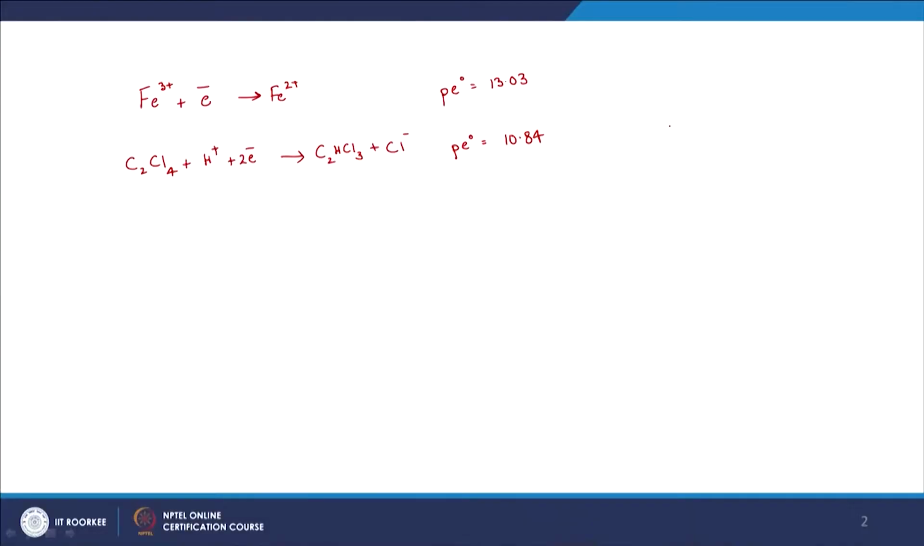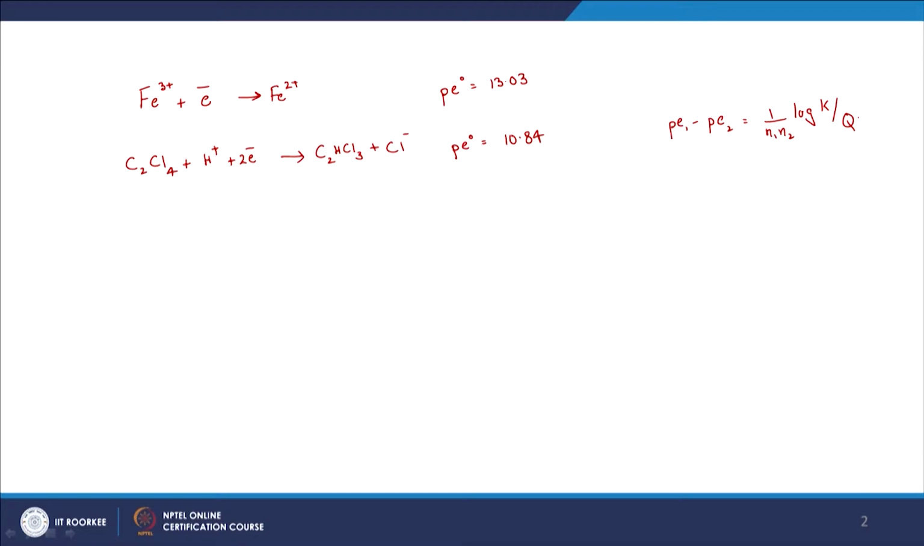And from our background, we know that if the PE of a particular half reaction is greater than the PE of another half reaction, the half reaction with the greater PE would go through as reduction, and the other half reaction would need to proceed as oxidation, right? That's something that we understood or derived. So we had this particular equation: PE1 minus PE2 is equal to 1 by N1 N2 log K by Q.